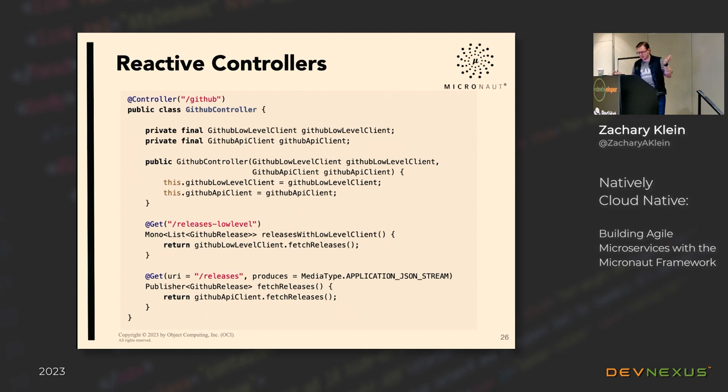This is just showing, so we're using reactive types here. Micronaut can use pretty much any reactive implementation, so RxJava, Reactor, and so forth. And this is actually code that is in my last demo. So either you'll see it when I demo it, or you can check the code out yourself. It's a controller that is going to use a Micronaut client to interact with the GitHub API and load a streaming JSON response of GitHub releases from a particular project.